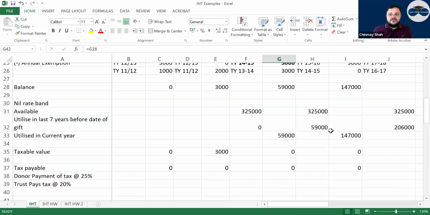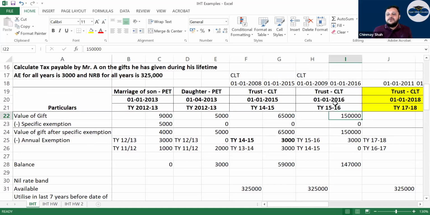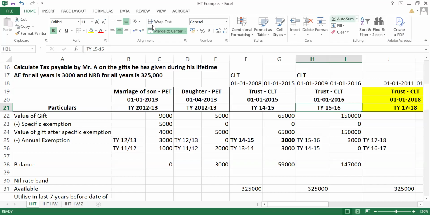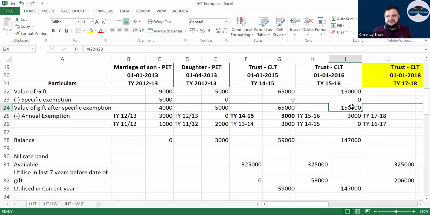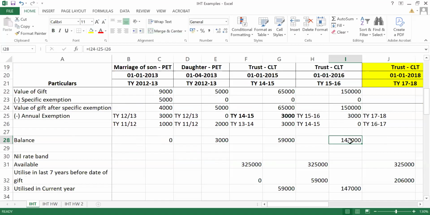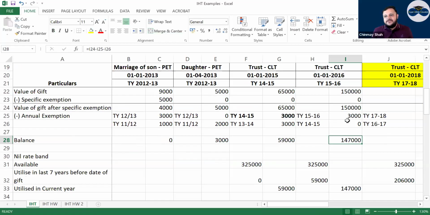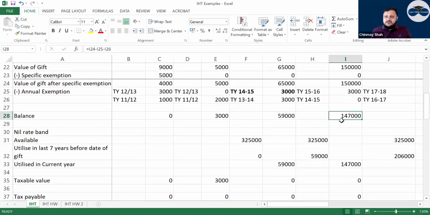Now coming to 59,000, next gift, then I did 150,000 on 1/1/2016. First thing, 1/1/2016 is tax year 15-16 or 16-17? Tell me. 15-16. Correct. Once 15-16 is there, then have a look. 150,000 में से 3,000 of 15-16 deducted. 14-15, is there anything remaining? Tell me. Fully utilized. Correct? Yes. So 147,000 remaining after all your exemptions, correct? So 147,000 is there, correct?